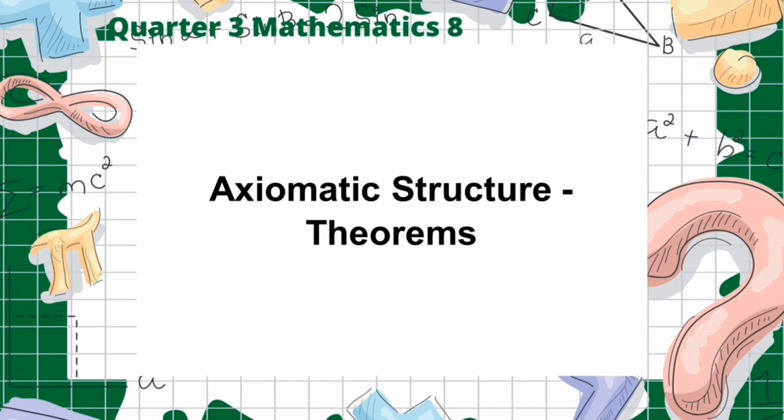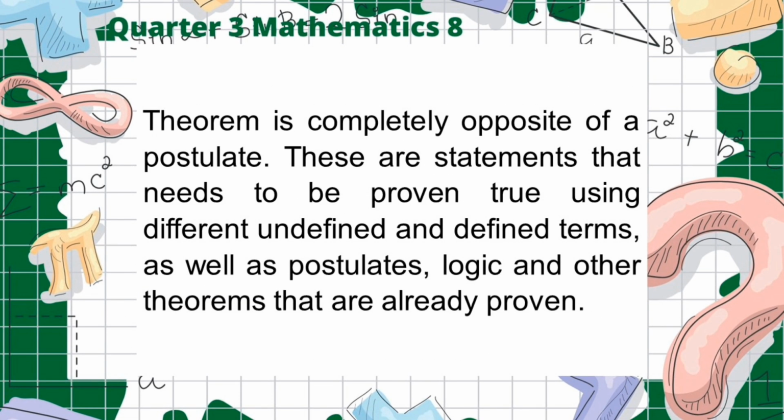After exercising your mind by recalling the different plane postulates, it's time to learn about one of the axiomatic structures in geometry, the theorems. A theorem is completely opposite of a postulate. These are statements that need to be proven using different undefined and defined terms, as well as postulates, logic, and other theorems that are already proven.